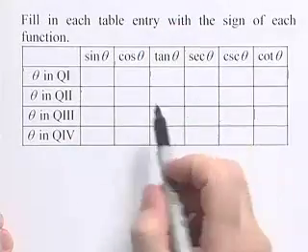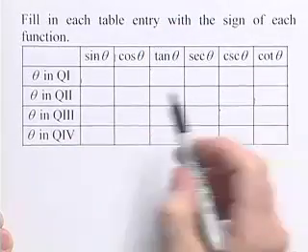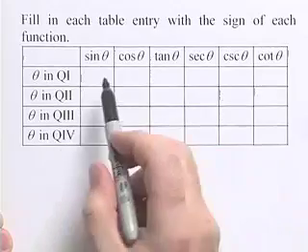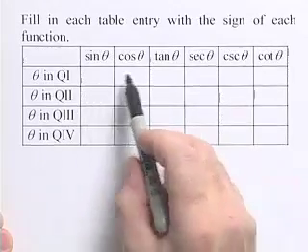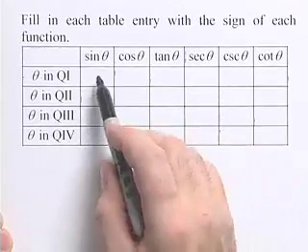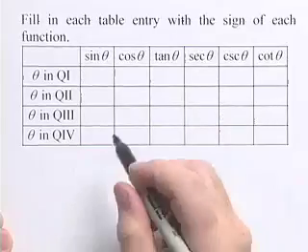For this problem, we're going to review the sign of the value of the trigonometric functions in each of the four quadrants. We've got a table, we've got our 6 trigonometric functions, and we've got our 4 quadrants. And we just want to fill in the table, each one of these with a plus or minus, indicating the sign of the trig function in that quadrant.